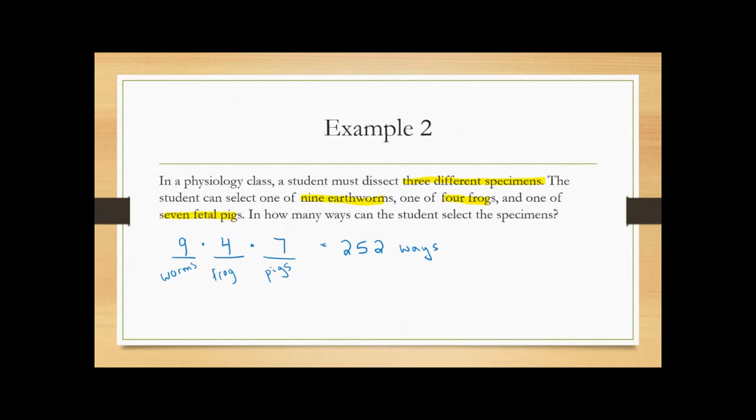Now, if you're wondering about how to show your work for the assignment this week, this is a good way to do it, is to label each number where it comes from. So that's not just random numbers, because sometimes you're repeating numbers. If you're going to show work like this, you can write, okay, this is how many worms I have to choose from. This is how many frogs. This is how many pigs. That way it's clear where the numbers are coming from. Are there any questions on this example?